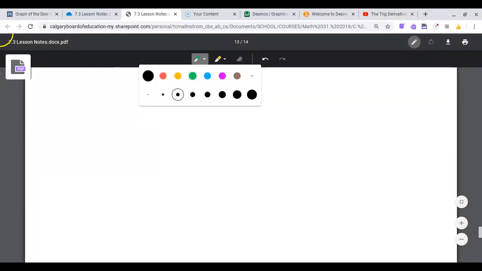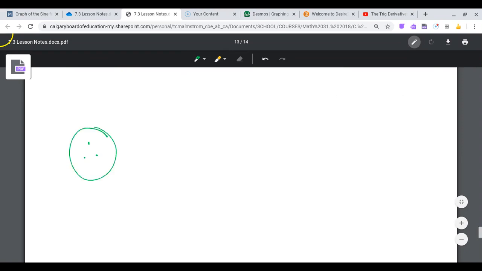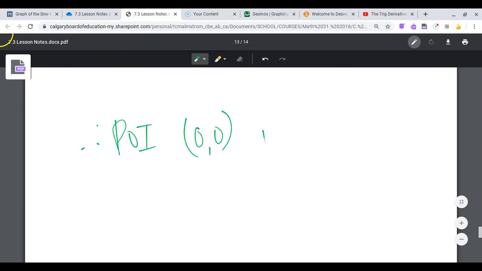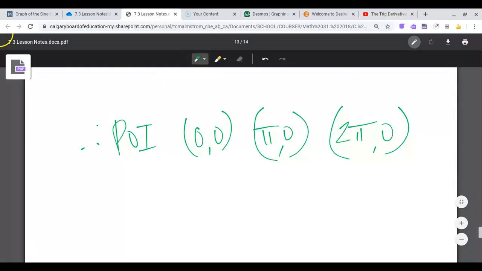There we have it. You can write it out if you wish. That's a funky little 0. I don't know why I did that. Okay. So therefore, my points of inflection are 0, 0, pi, 0, and 2 pi, 0. Fini! Lesson 7.3 is all complete.